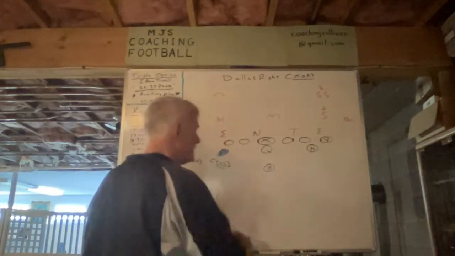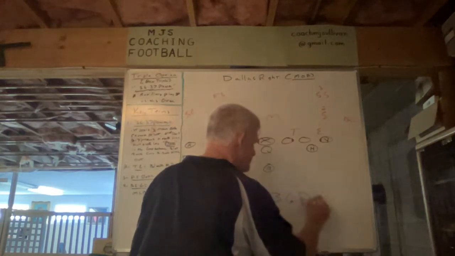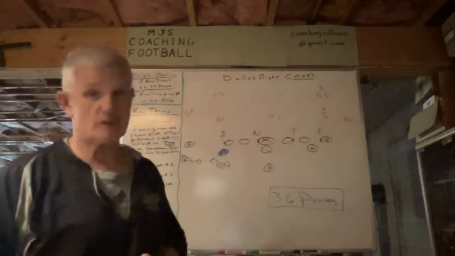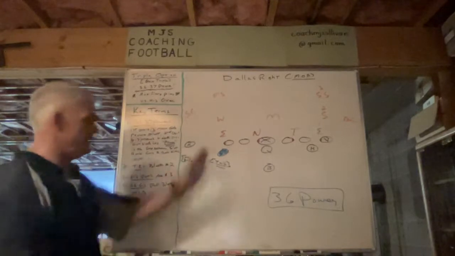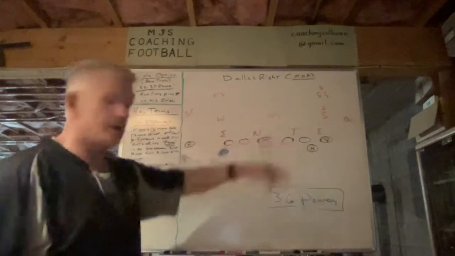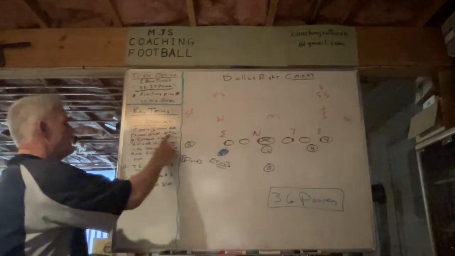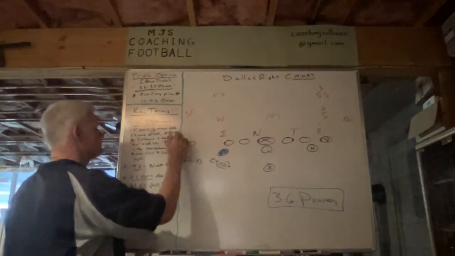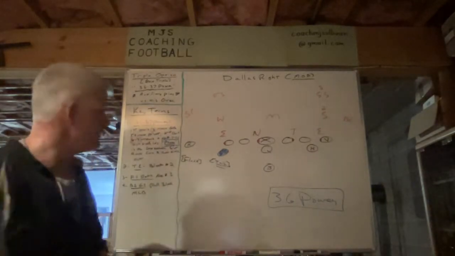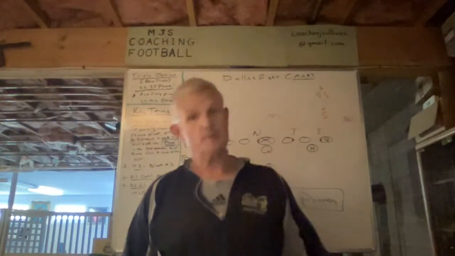So today I'm going to show you what we would call 36 power. Again, you can run it to the split side, you can run it out of our usual Detroit, but I'm going to show you how effective it can be to the tight end side. And then the power is the gap scheme. It's the slot back carrying the football, and power tells the B back he's kicking out. He's a lead blocker on this.